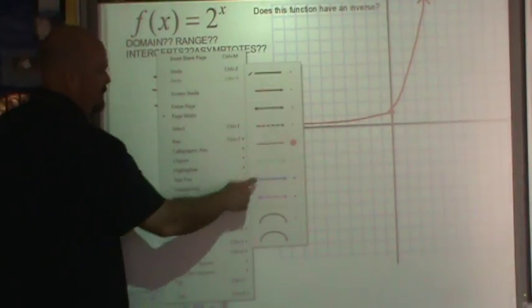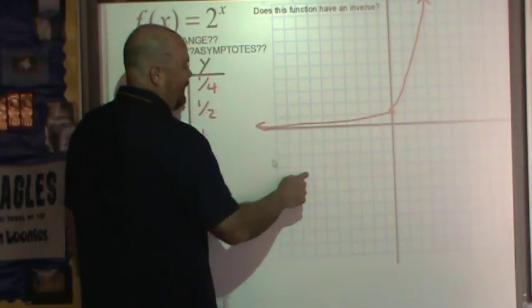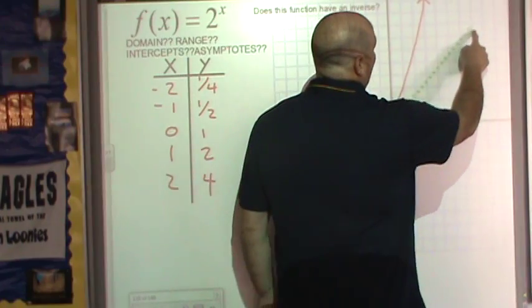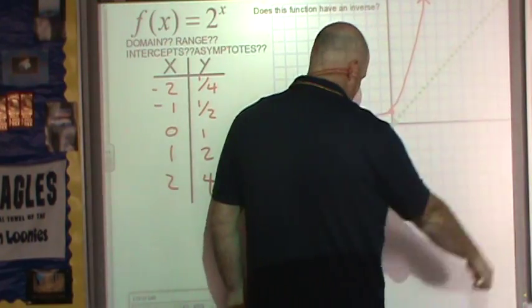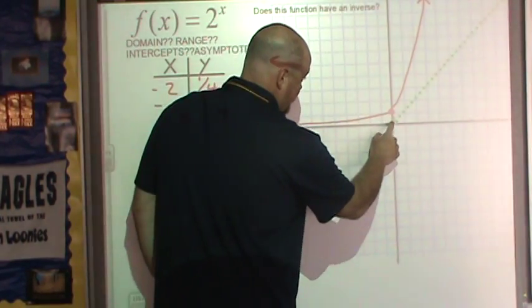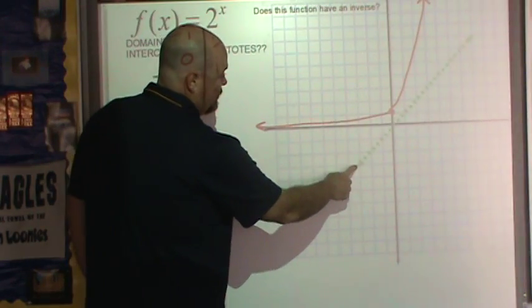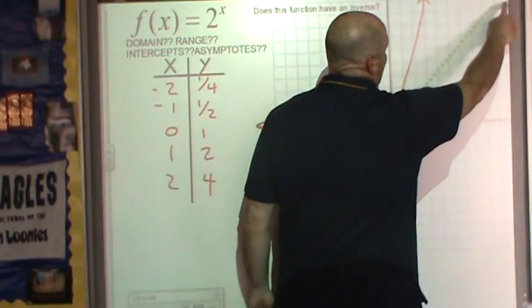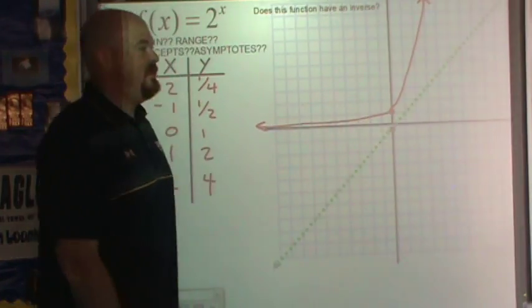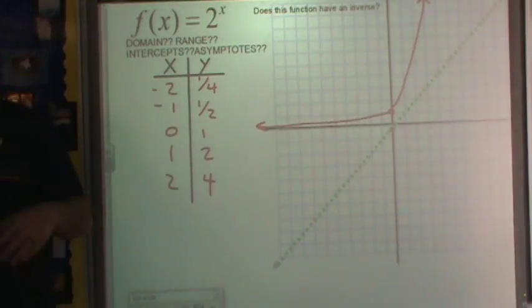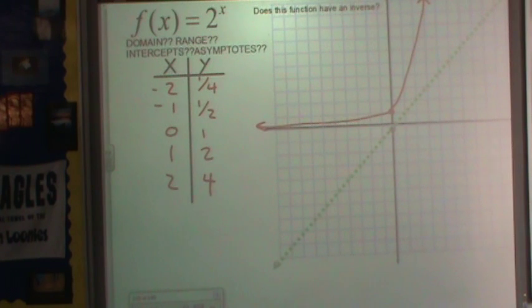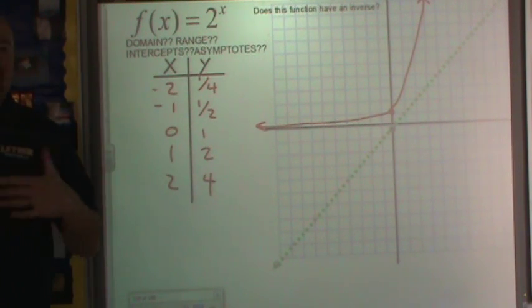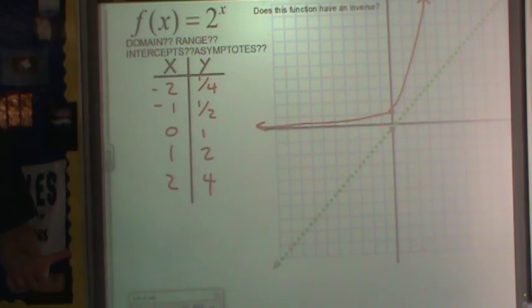If you draw the line y equals x, so if you look at this, there we go. If you look at this green dotted line, this is what we call the identity line. This is the line y equals x. If you reflect a graph in that line, you get that graph's inverse, or that function's inverse.